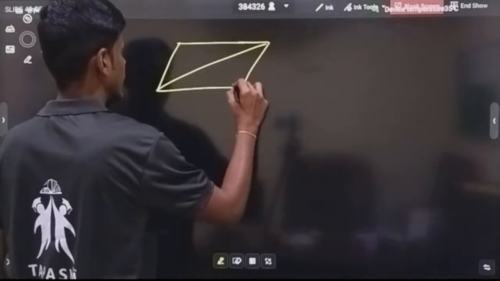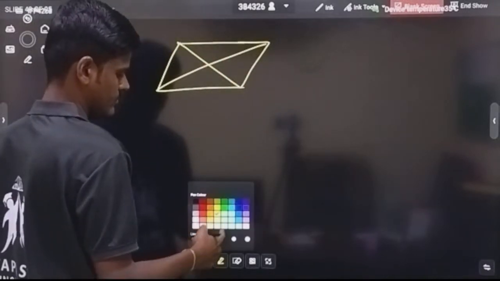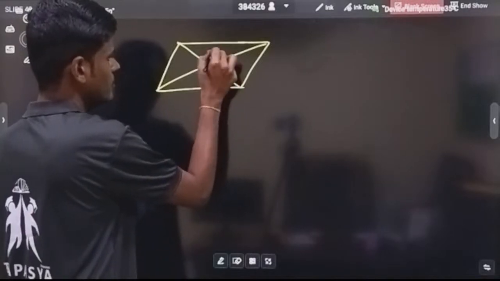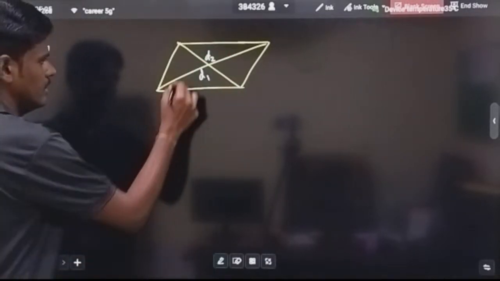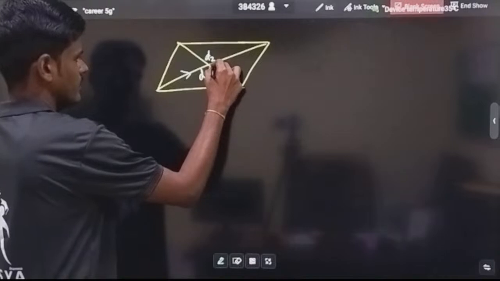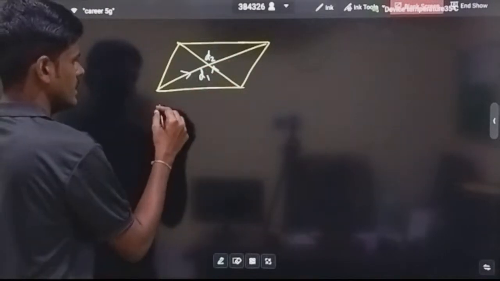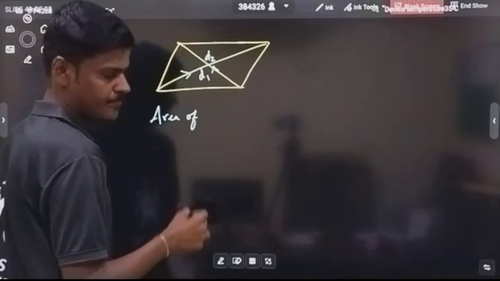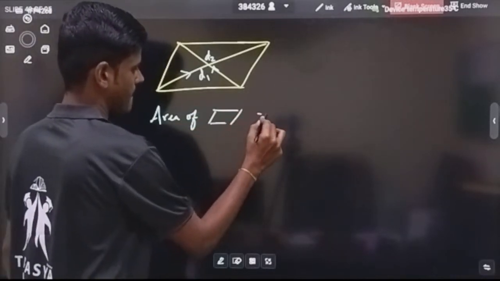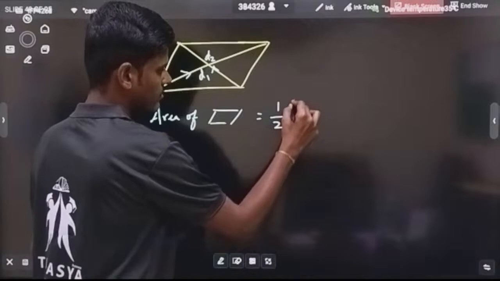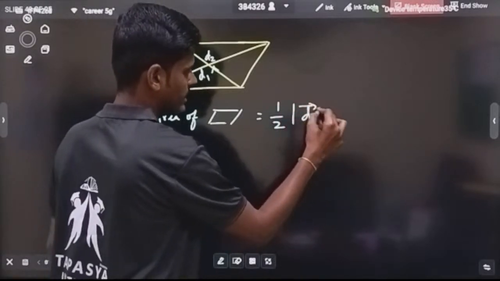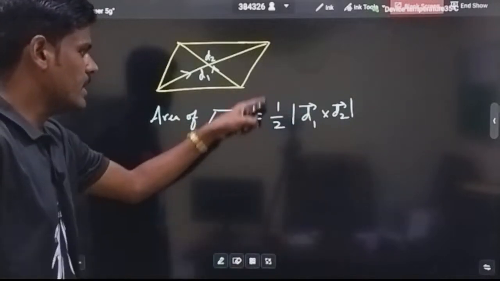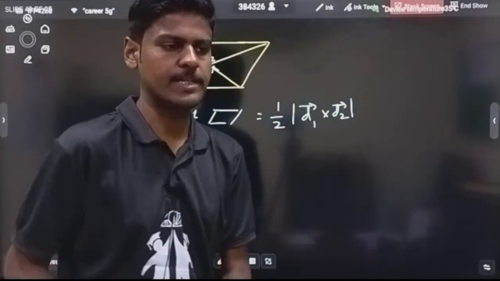Suppose we know the diagonals of the parallelogram, D1 vector and D2 vector. Then what is the area of the parallelogram? Area of parallelogram is given by half of modulus of D1 vector cross D2 vector. When you know the diagonals, area will be half of the diagonals' cross product.